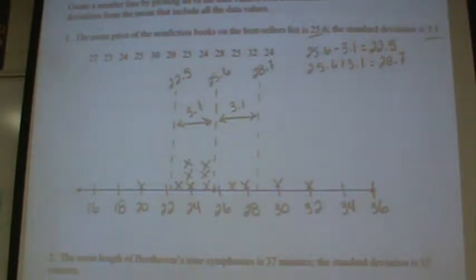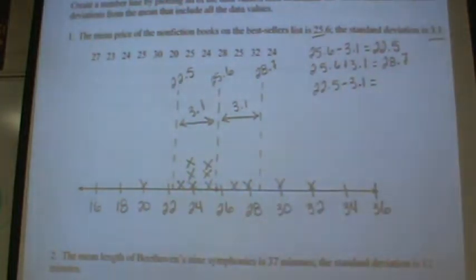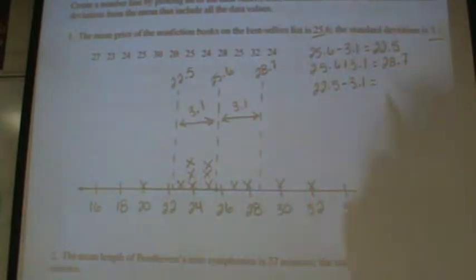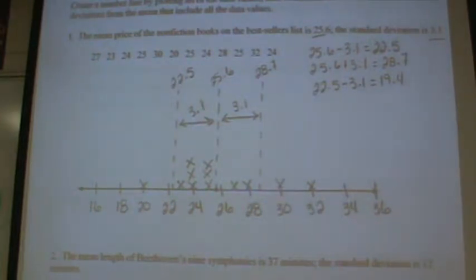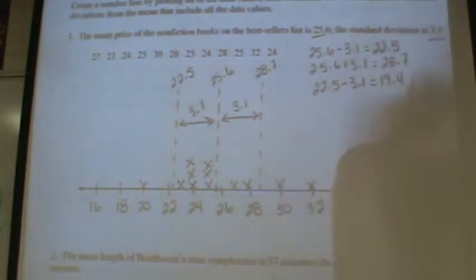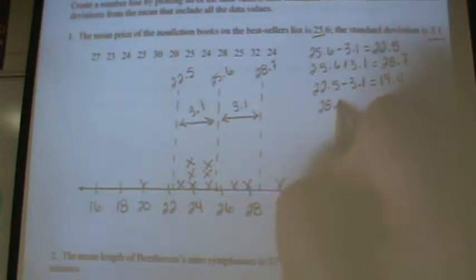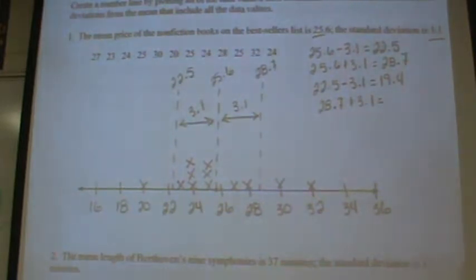Now, we still have values that are outside of those deviations, so we have to find a second deviation. So to find the left-hand side, we're going to take our 22.5 and subtract 3.1 again. And that'll give us our second deviation. That's going to give us 19.4. And then to find our right-hand side, we're going to take 28.7 and add 3.1 again. That's going to give us 31.8.